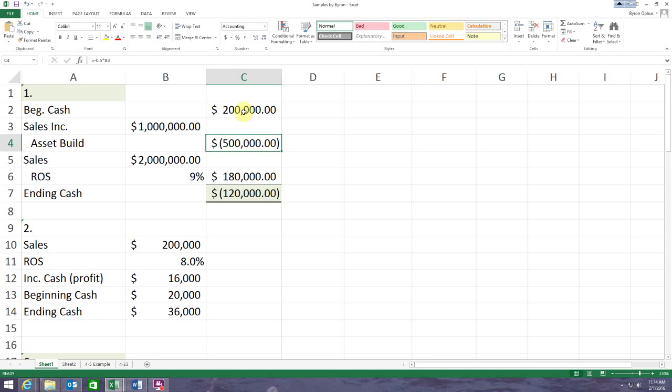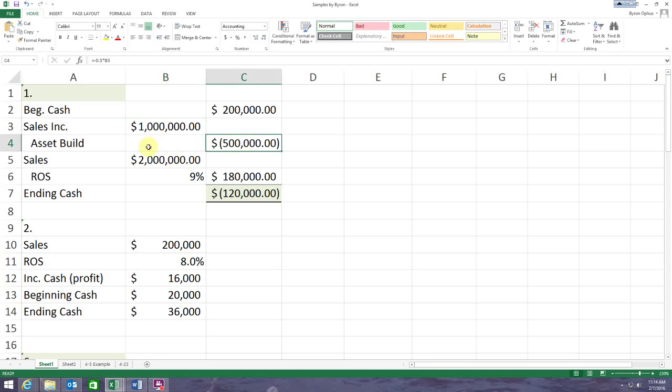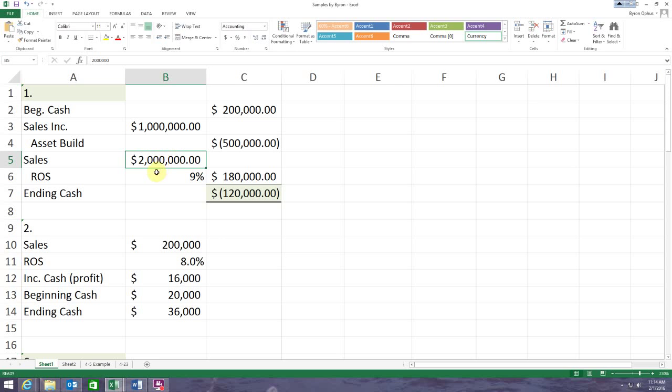equipment, etc. So, okay, I start with $200,000 in cash, and my sales increase is 1 million. I'm sorry, my asset build then is $500,000, or 50% of the increase in sales. Okay, and I put that in as a negative because that's negative cash. My new sales, my projected sales for this coming year, are 2 million, and I put that my return on sales is 9%. Okay? So I take 9% of my projected sales, and I get that, right?